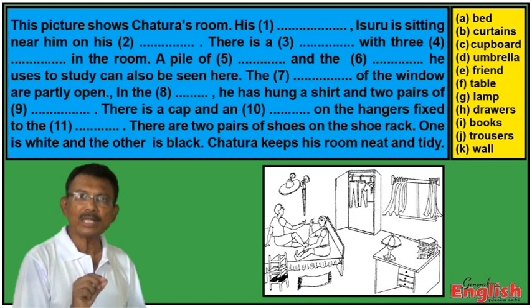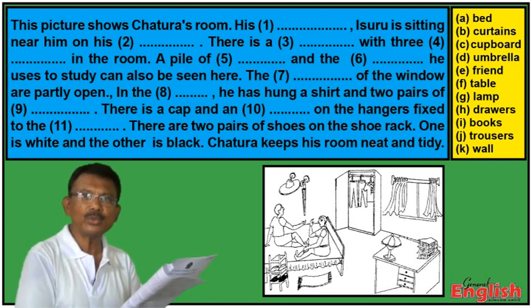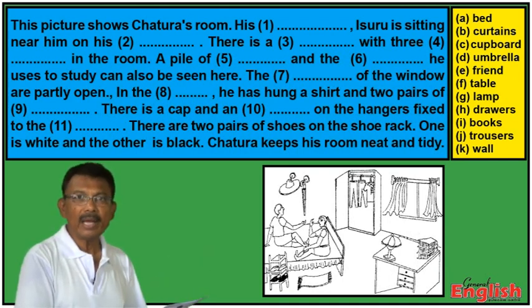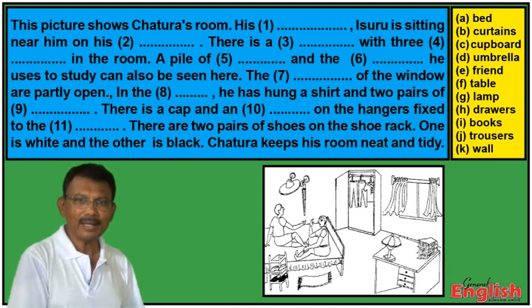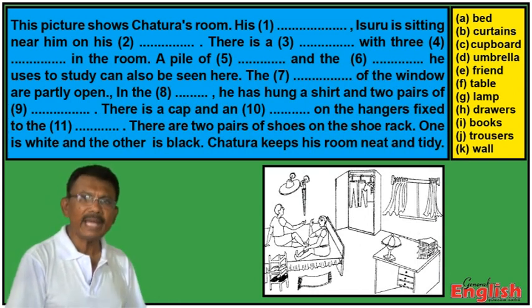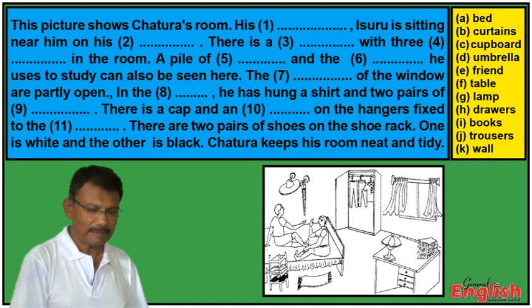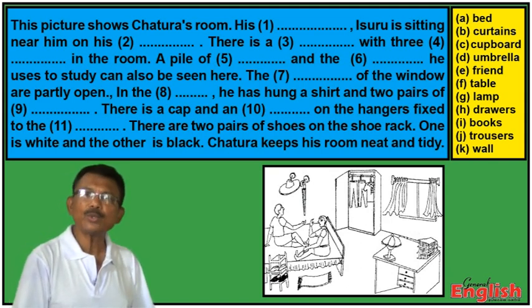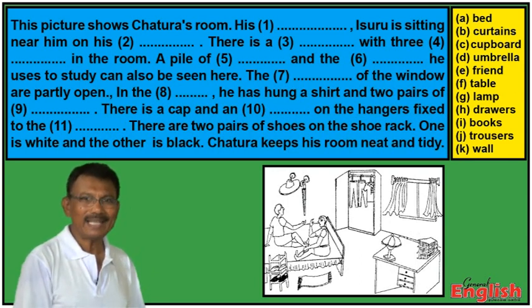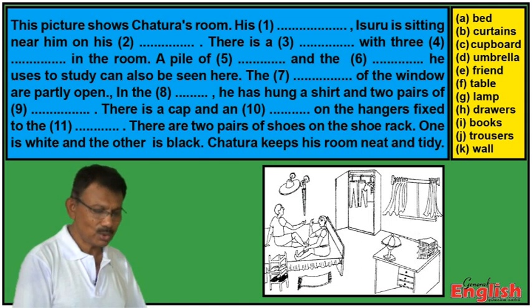It is a singular subject, so we have to use a singular verb. And you know how to make a verb singular. We usually add s, es or ies to make verbs singular. Okay, so this picture shows Chatura's room. It's very easy and everybody can understand it. This picture shows Chatura's room.